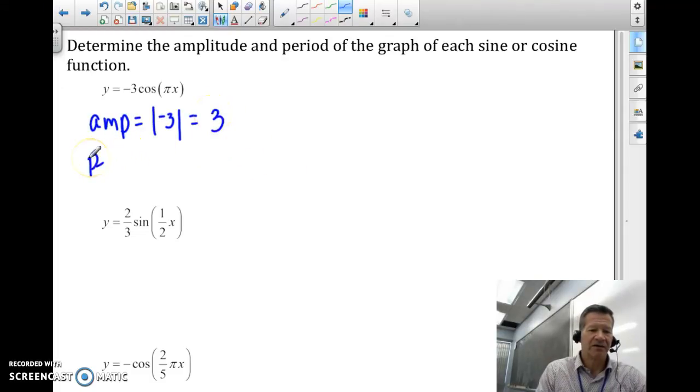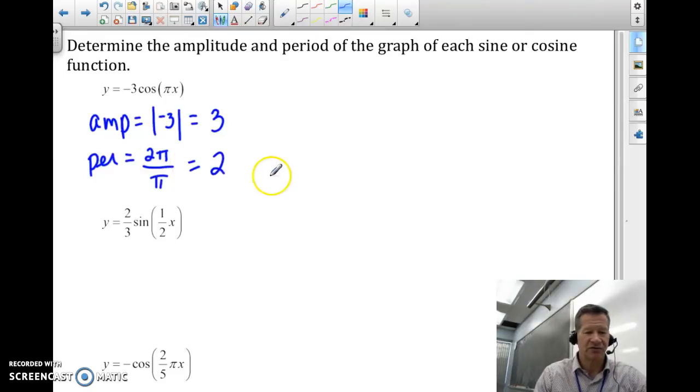Your period, normally for cosine, is 2 pi. However, inside, you notice we're multiplying x by pi. Well, if we multiply x by pi, we have to divide by pi, and the period is going to be 2. So this graph would complete one cycle in 2 units rather than 2 pi units. Now that doesn't sound significant, but remember, pi is 3.14. So this period is completed in about 6.28 units. It got squeezed considerably.